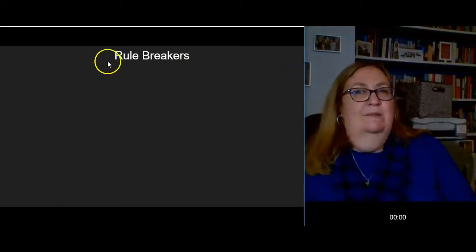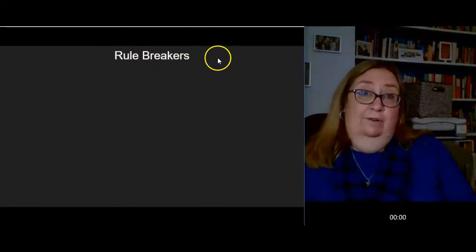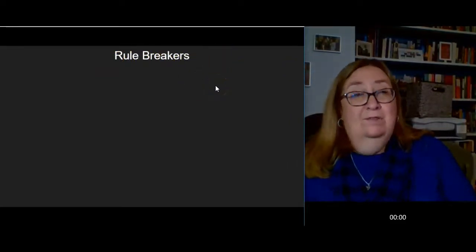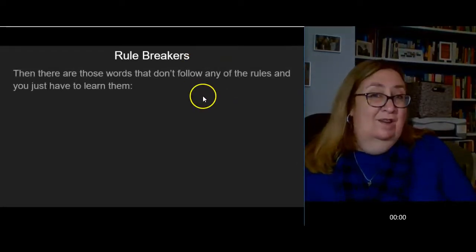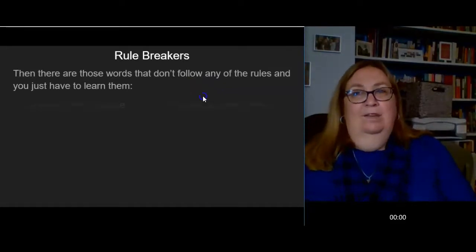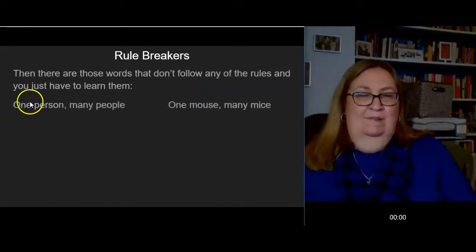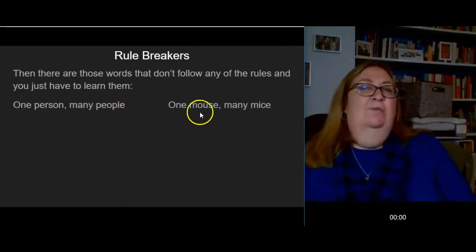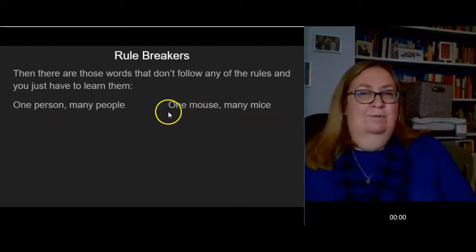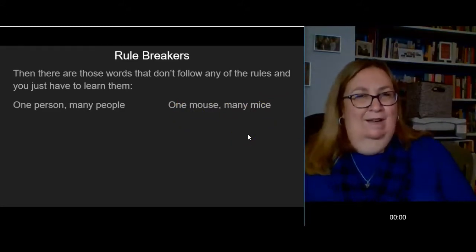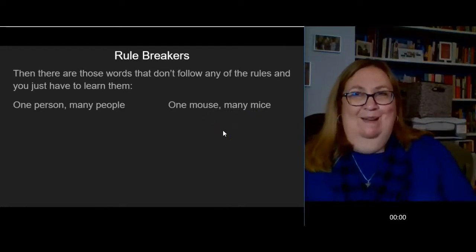The problem comes when you have words that are rule breakers. These are words that don't follow any kind of rules, and there's a bunch of them, and they're just words that you just have to learn, and most of you already know them already. You know that when we have more than one person, we have people. The whole word changed. You also probably know that if we have one mouse, we don't have many mouses. It sounds wrong, right?